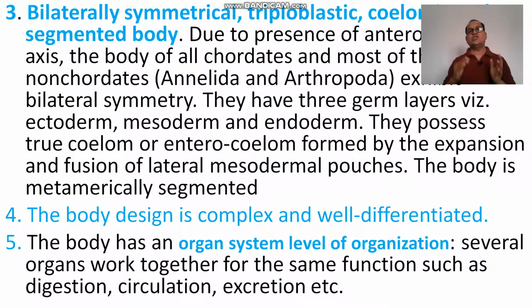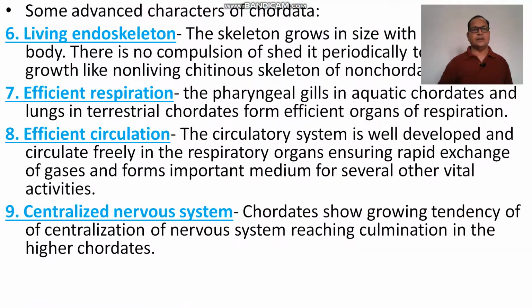The body design is complex and well differentiated in comparison to the non-chordates. Fifth one is the body has an organ system level of organization. This organization is the topmost level, the most complicated and most highly developed type of organization. Several organs work together for the same function, such as digestion, circulation and excretion.